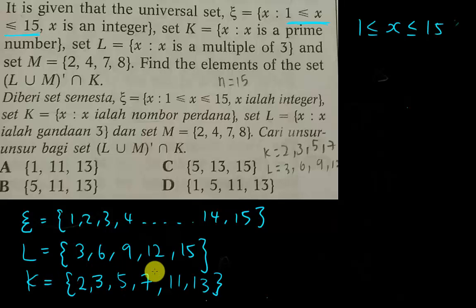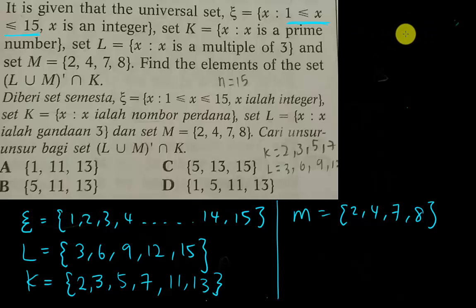Alright, and also given the M. Basically M is 2, 4, 7, and 8. Okay, I have almost all the information here, and I do not need this, so I'm going to erase it. So the question asks about (L union M) complement intersect with K. So you have 3 sets here.